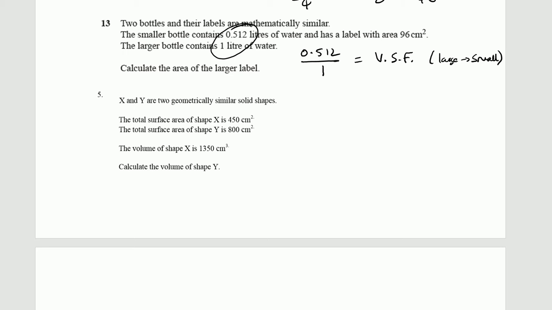Now, I'm asked to work out the area of the larger label, knowing the area of the smaller label. I can't get an area scale factor without first getting a length scale factor. So I'm going to cube root my 0.512 in order to get a length scale factor. I'm just reversing this idea that cubing a length scale factor gives me a volume scale factor. So if I cube root 0.512, I'm getting 0.8.